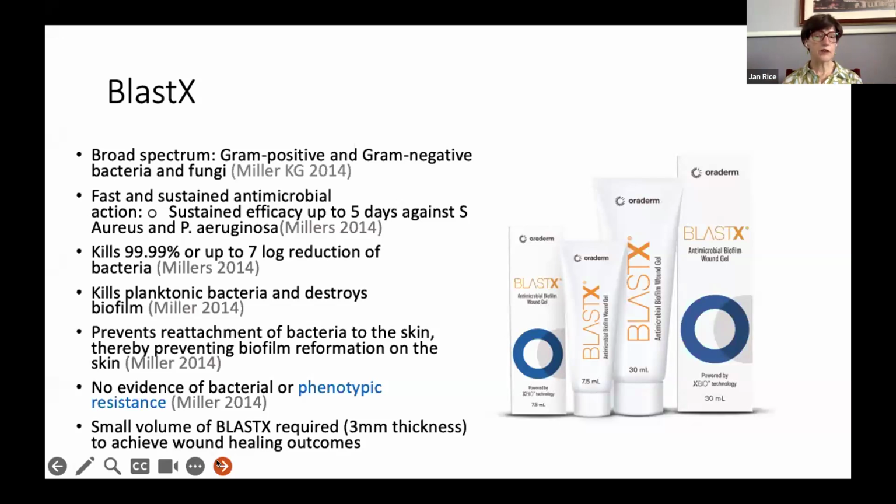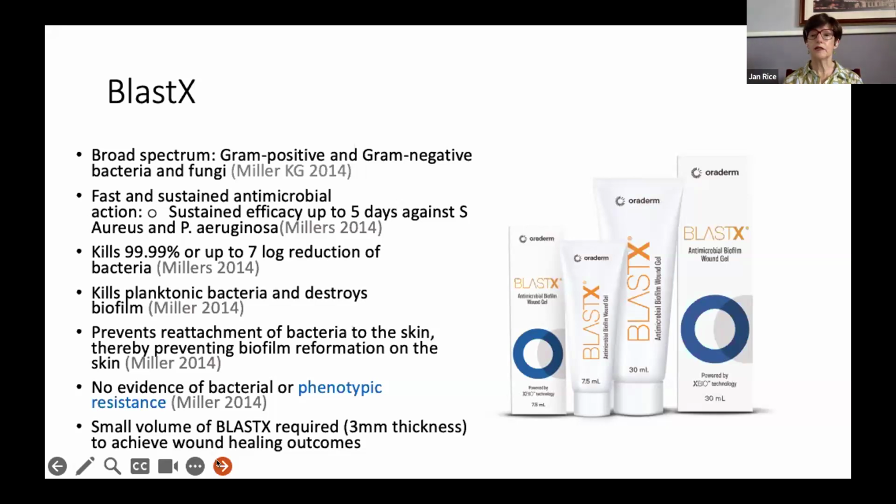It has broad spectrum coverage. It has been shown to be effective against Pseudomonas and Staph aureus. It kills planktonic bacteria and destroys biofilm. And there's no evidence of bacterial or phenotypic resistance. And so that's quite good. It's relatively inexpensive. So I've kind of pulled one out. It's relatively new too. Some of you may not know it.